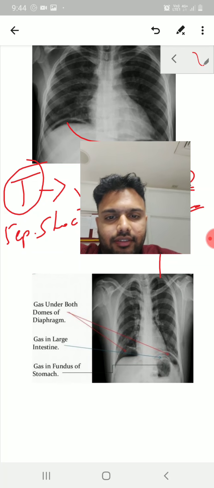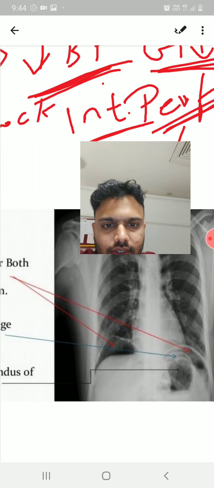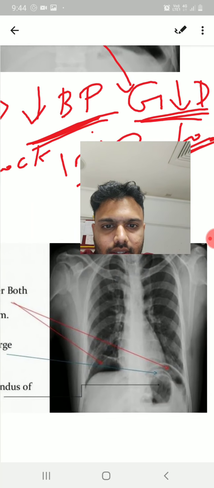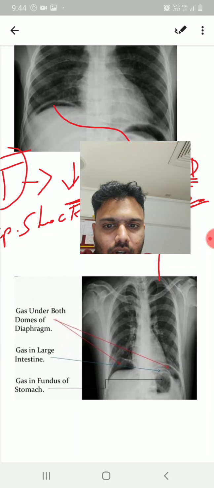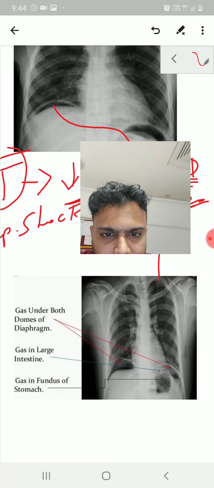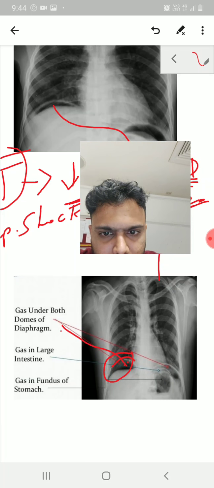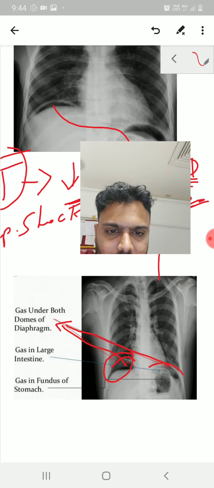Next, this is a random pic taken from the internet just for the sake of comparing the different gases under the diaphragm or the intestinal or fundal gases. So the first pic we are seeing here, we have already seen, this is diaphragm, so this is air under diaphragm, this is very clear. And here again this is diaphragm, you can see clearly this is air under diaphragm, gas under diaphragm.